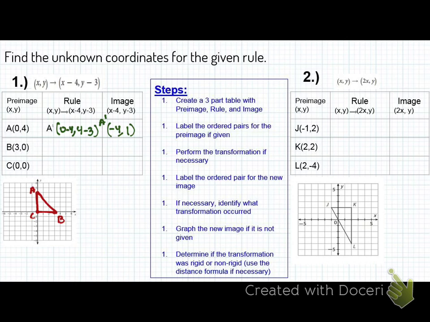Okay, so we're going to go to negative 4, 1 and put down our point. So I'm going to go down to here. Negative 1, 2, 3, 4, and up 1. That's your new A prime.